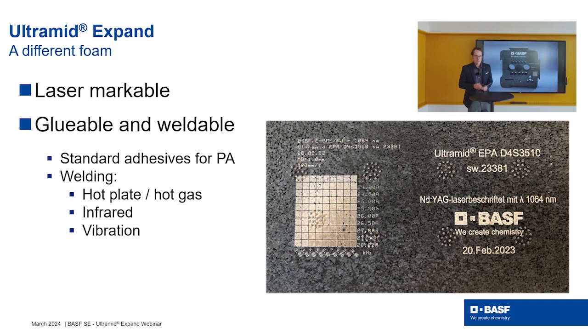Ultramid Expand, it's also laser markable. So in principle you can also use a standard laser which you also use for the marking of compact plastics. And like any other polyamide, it's gluable and weldable. So here you can use standard adhesive which you would also use for polyamide. And regarding welding, you can use technologies like hot plate, hot gas, infrared and vibration welding.